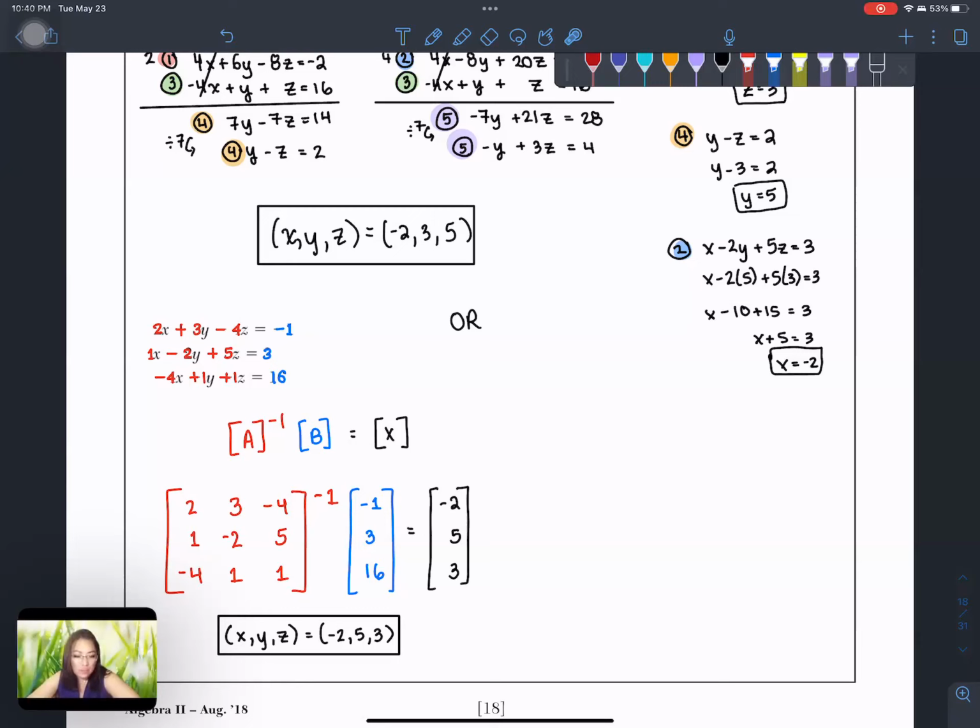Also, you need to set this up, all of this. A inverse B equals X, and then tell the audience what your A, matrix B was, and what you got as an output. And then put it together as an ordered pair.